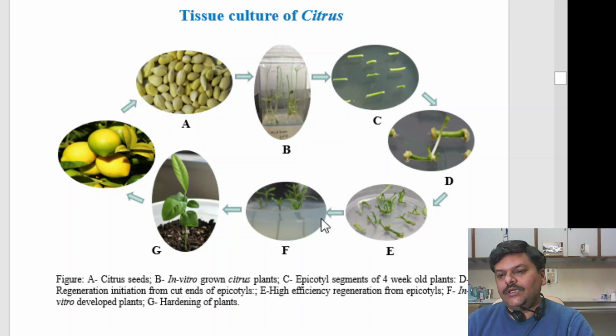So this is a general organogenesis method for citrus, and this method can be applied to many other similar plants, for example oranges or any other fruit plant. The same method can be applied for getting disease-free plants.